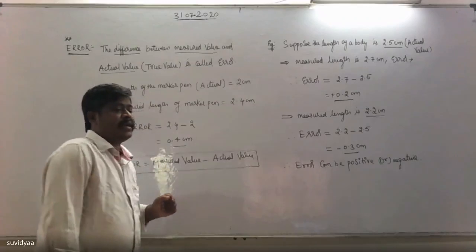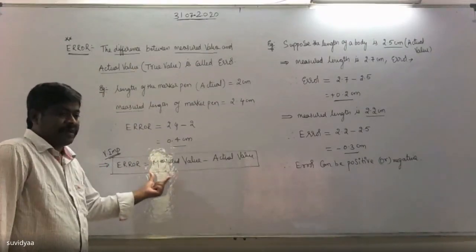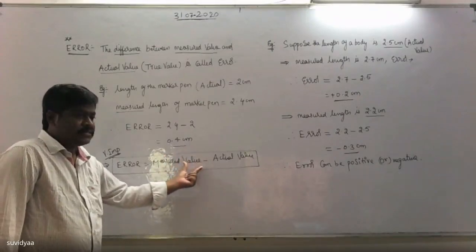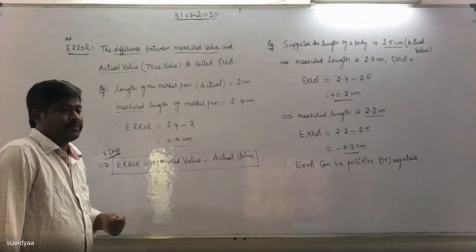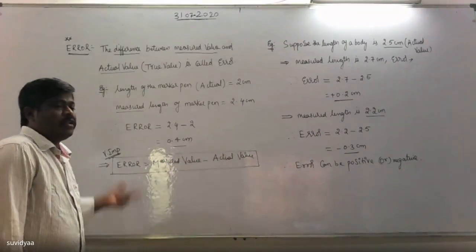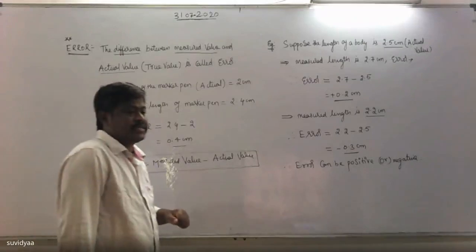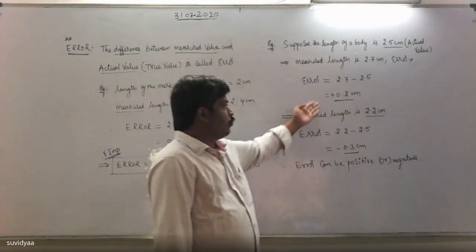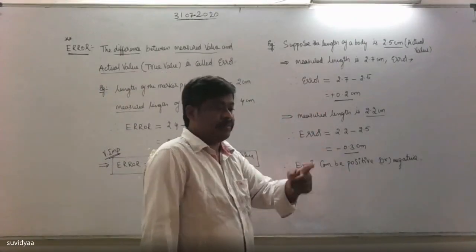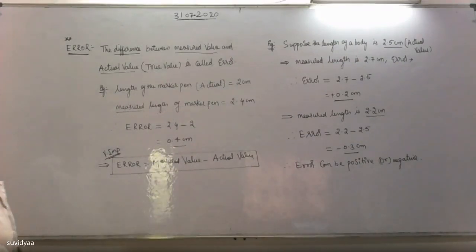Understood? What is meant by an error? Simple. Measured value minus actual value will give you the error. Example also we have discussed. So error can be positive or error can be negative. Remember. Okay, understood? This is about error.